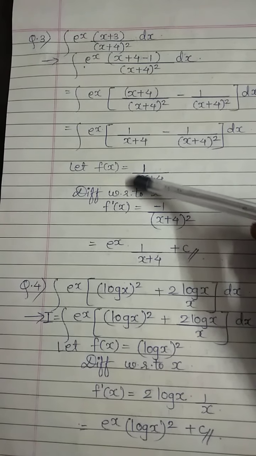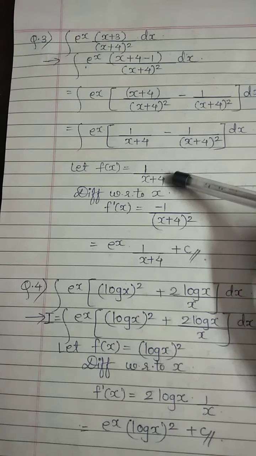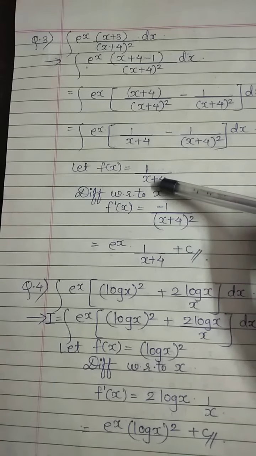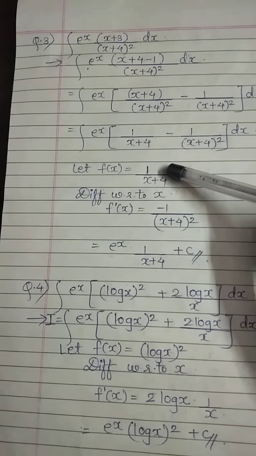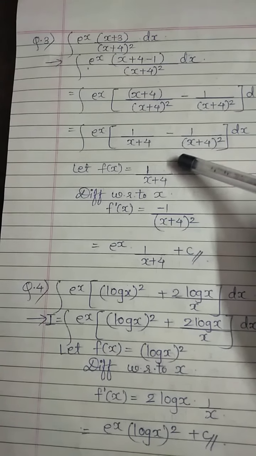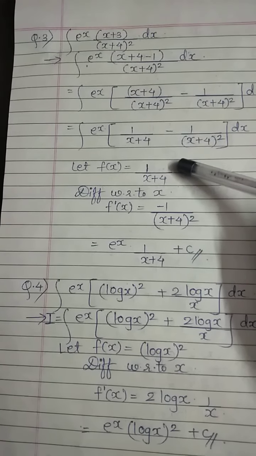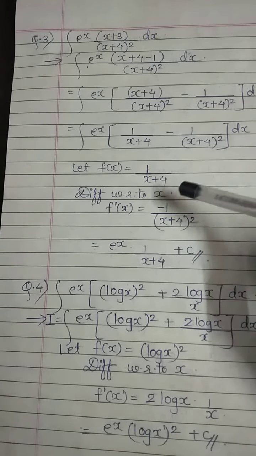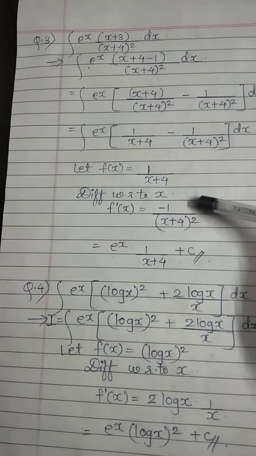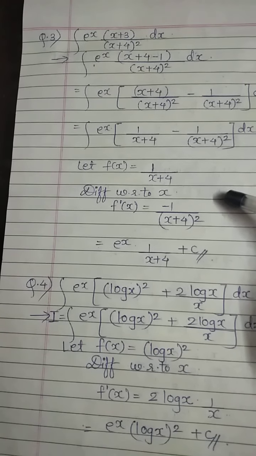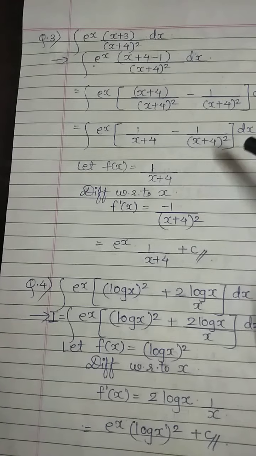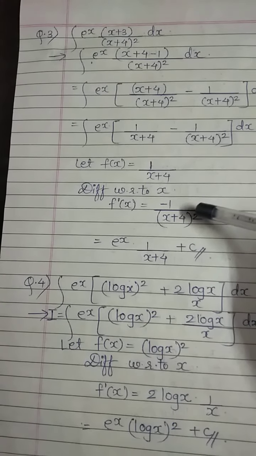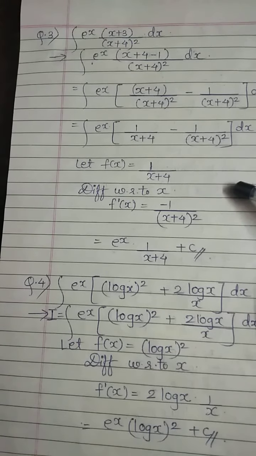Now suppose we consider f of x as 1 upon x plus 4, then differentiating with respect to x. Now here x plus 4 to the power nothing is given, that means 1. Now if we write this denominator term in the numerator, then that will become x plus 4 raised to minus 1. Then by using the formula of x raised to n, the derivative will be n into x raised to n minus 1, so we will get minus 1 into x plus 4 raised to minus 2.